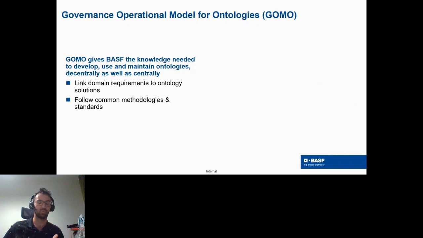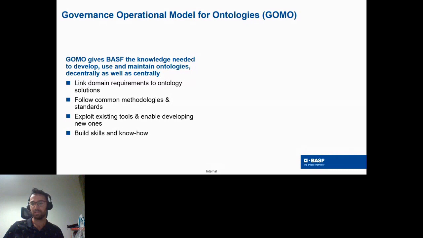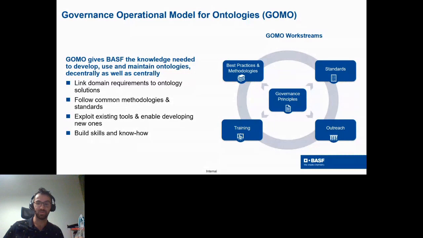GOMO directs the use of existing tools and also identifies requirements for the tooling framework. It's not about developing tools, but enabling the development of these tools, identifying what are the gaps that we have. Finally, GOMO harmonizes the ontology development efforts, considering the difference in knowledge and capacities of the people involved. This means that we were trying to empower our users by trainings and improving their know-how. And for achieving these topics, we developed the GOMO work streams. We are going to explain them later in detail, but just as a glimpse, they are the governance principles, standards, best practices, trainings, and outreach.